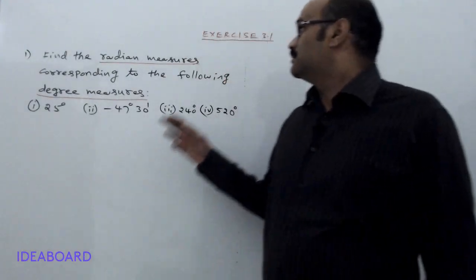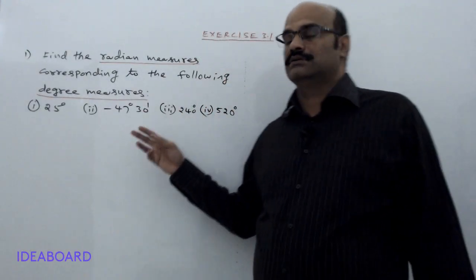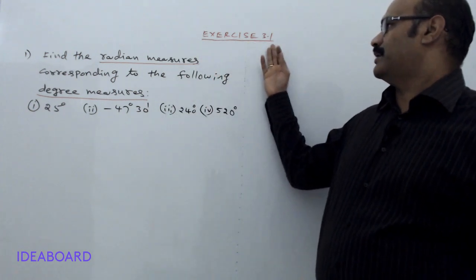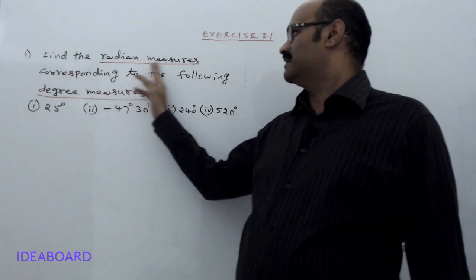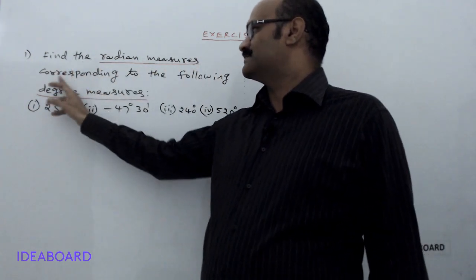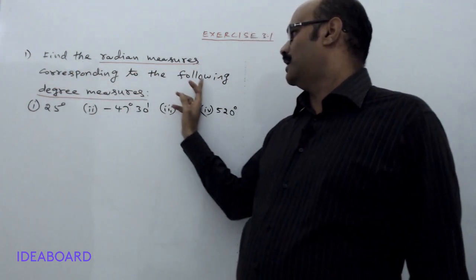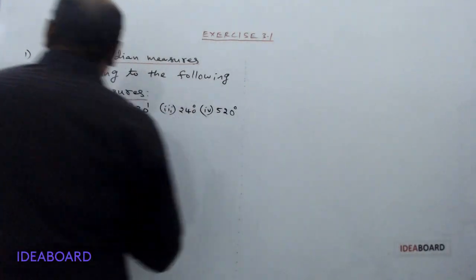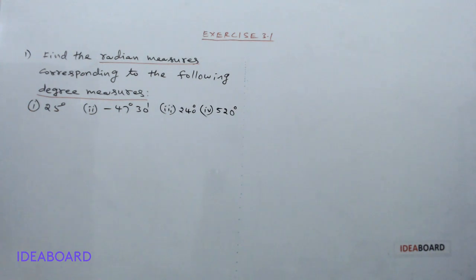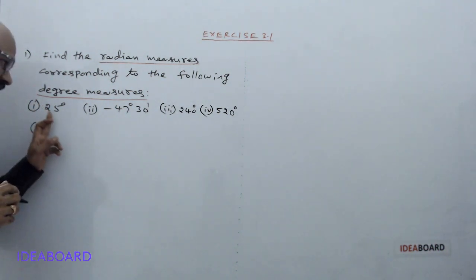Hi students, today I am doing the problems exercise 3.1. First problem is find the radian measures corresponding to the following degree measures. First problem is given that 25 degrees. Here we have to write the radian measure of this degree measure.